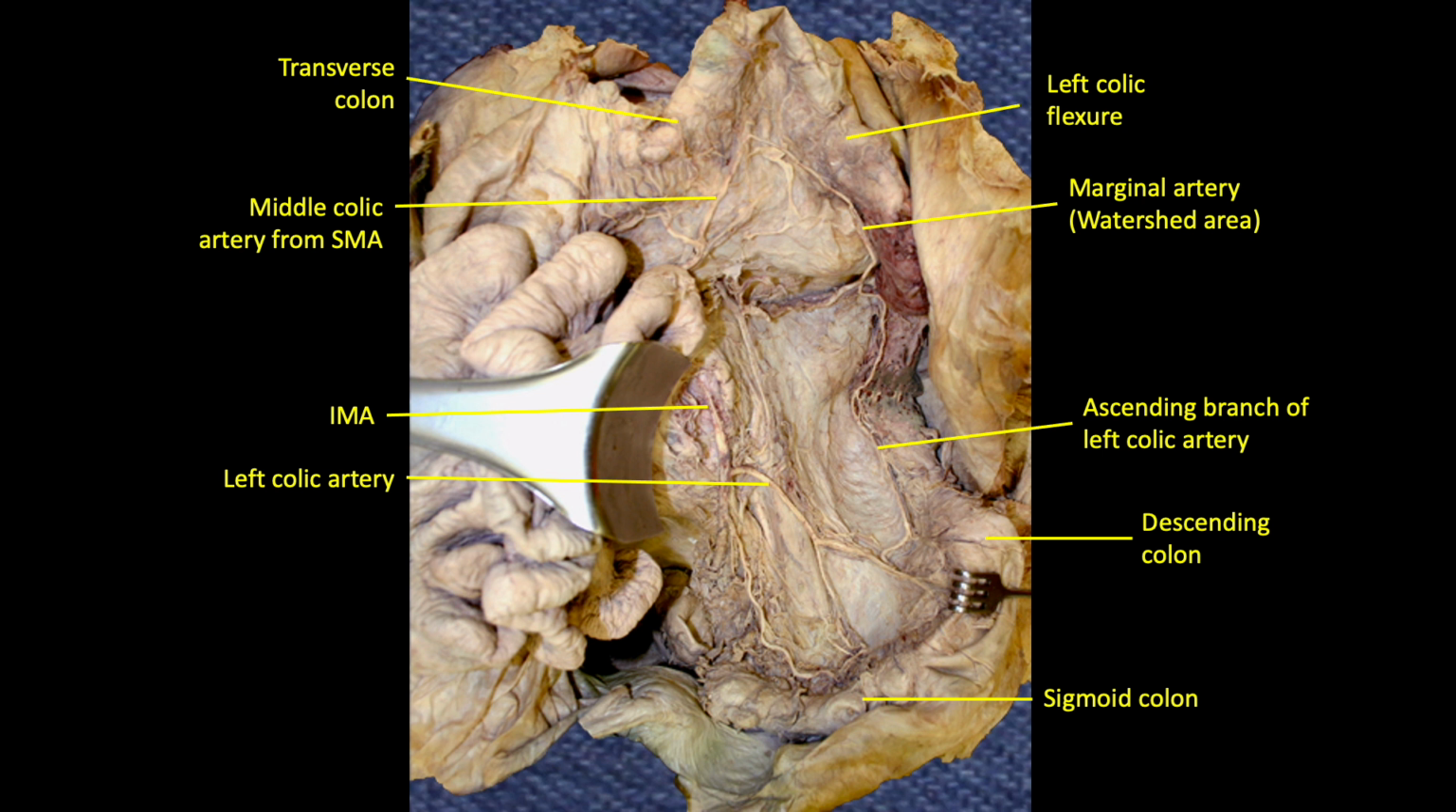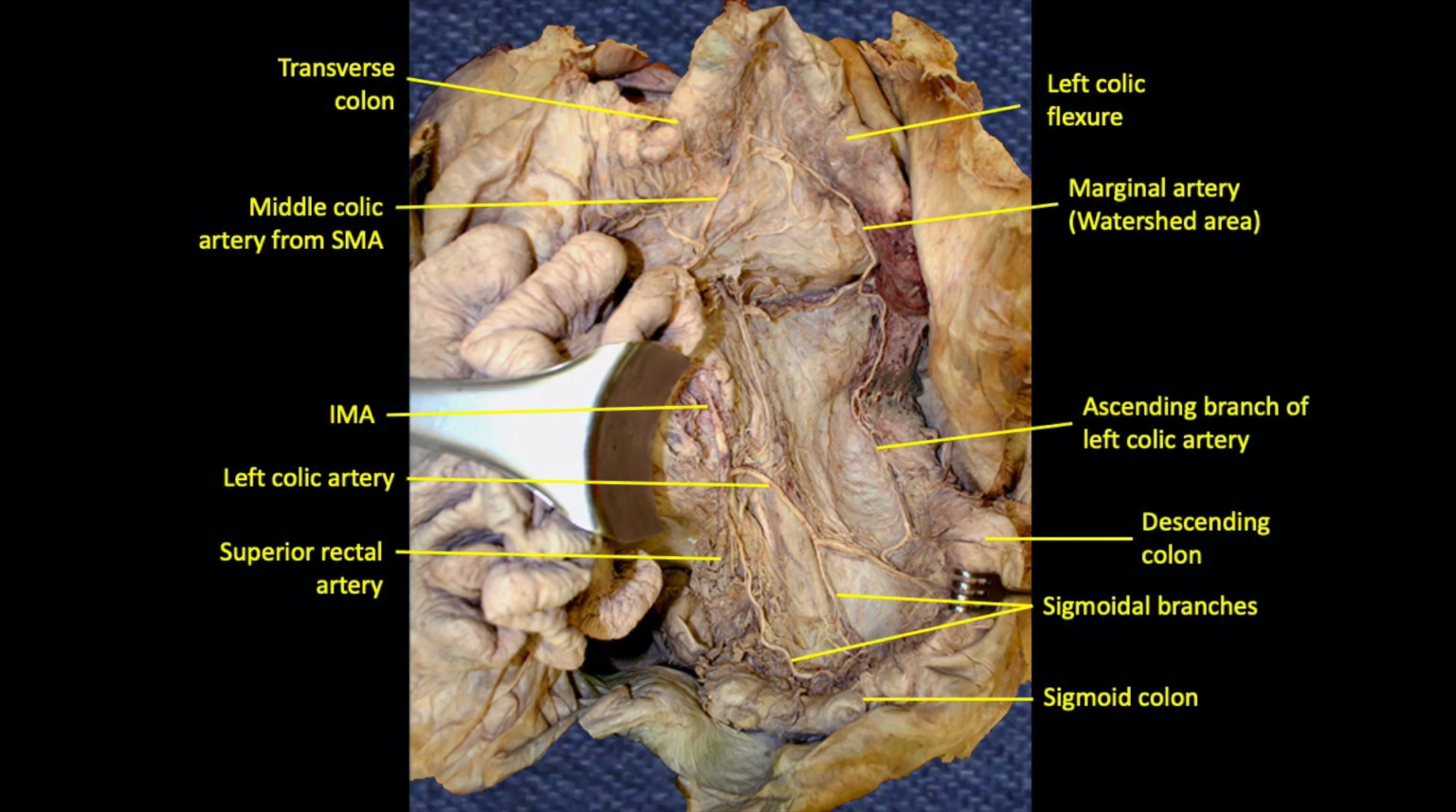Returning to the IMA, we see that it continues as a superior rectal artery and sigmoidal branches to the sigmoid colon. This now concludes the description of the arteries that supply the alimentary tract, from the lower third of the esophagus to the sigmoid colon and upper rectum. In a subsequent video, we will present the other vessels that originate from the aorta and are principally involved with supplying blood to organs not involved in the alimentary canal.